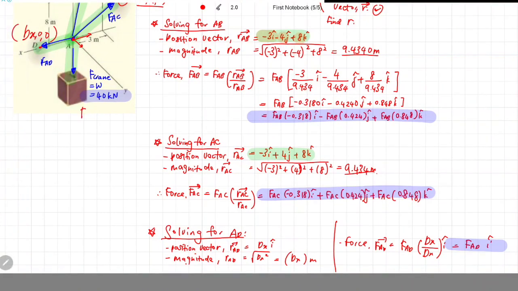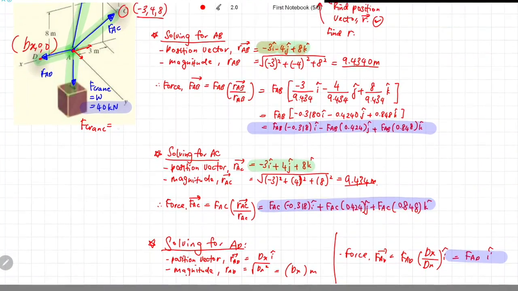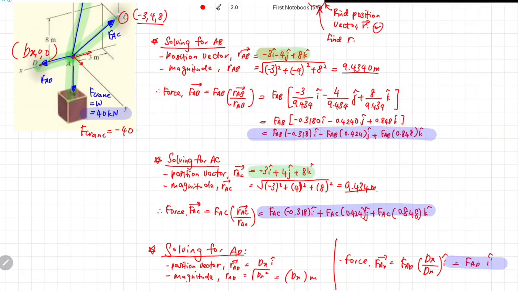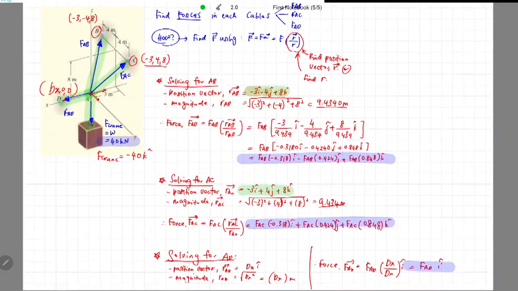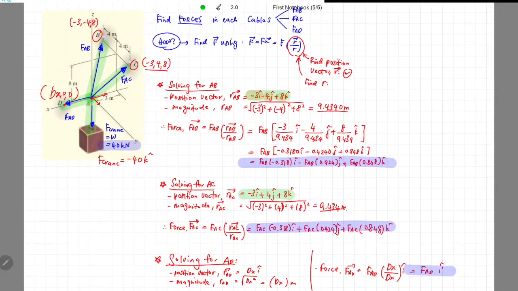Before we proceed, kita jangan lupa ada satu lagi cable dalam 3D system ni, which is a cable which support the crane. So, you generate the Cartesian equation for this vector as well. So, as it is only acting along the Z direction, so we know that the F crane for this particular cable would be -40 K. Kenapa negatif? Because it is pointed downward. Kenapa K? Because it happens along the Z-axis.